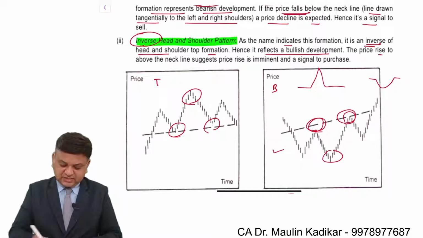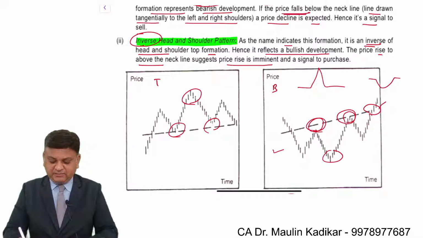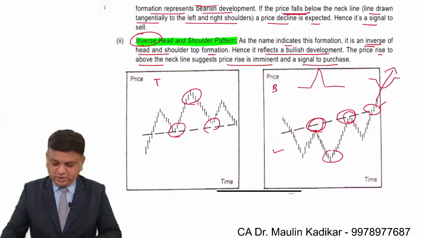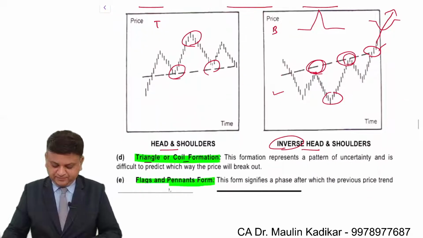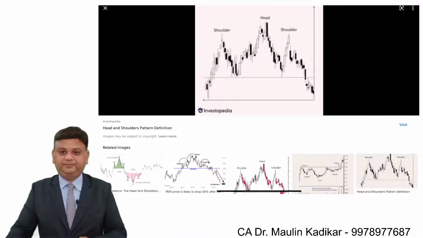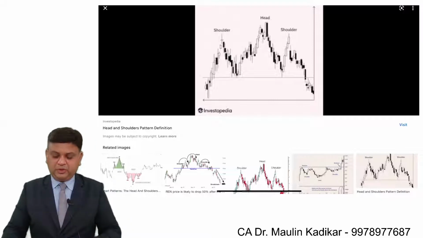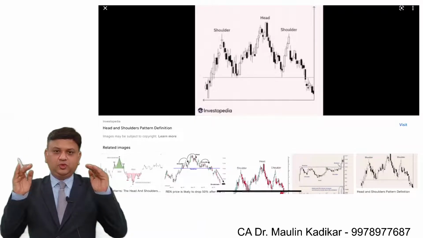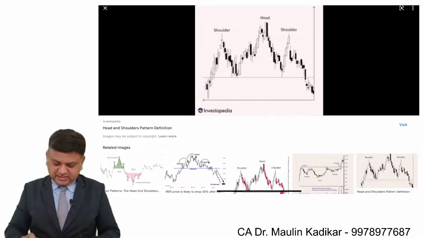The price rising above the neckline suggests the price rise is imminent and a signal to purchase. So now the price will further go up, so you should buy the security. This is what it says. Here you can see the head, that is the middle one, two shoulders, and this is the neckline.